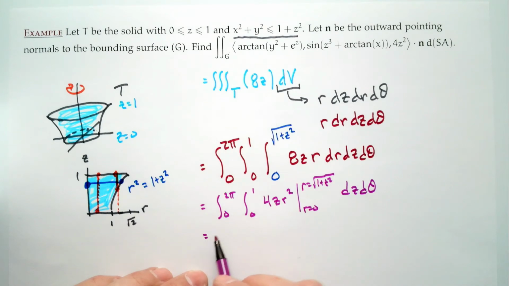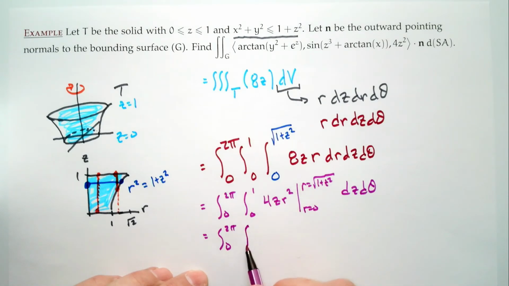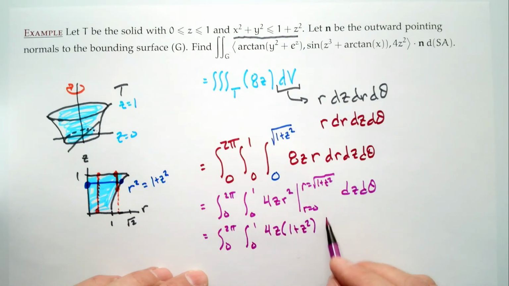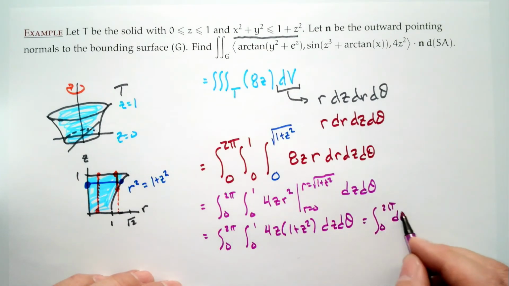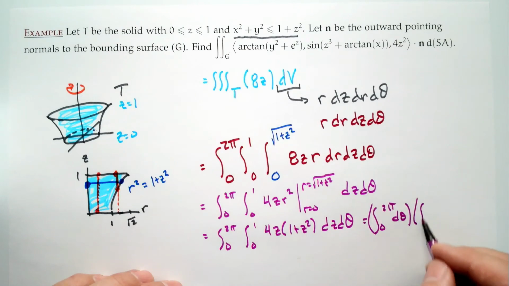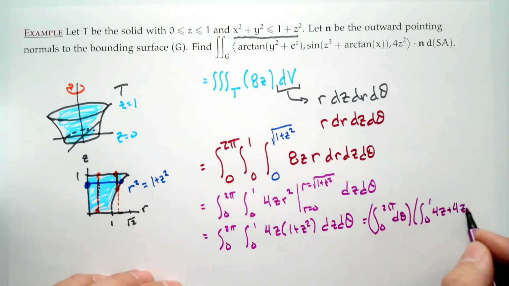And now, when you plug it in, the good news is that square root is going to go away because it's r squared. So integral 0 to 2 pi, integral 0 to 1 of 4z times 1 plus z squared, dz d theta. Now, of course, we can actually break it up into pieces. So we can say, well, this is integral 0 to 2 pi d theta, and integral 0 to 1, distribute through, of 4z plus 4z cubed dz.